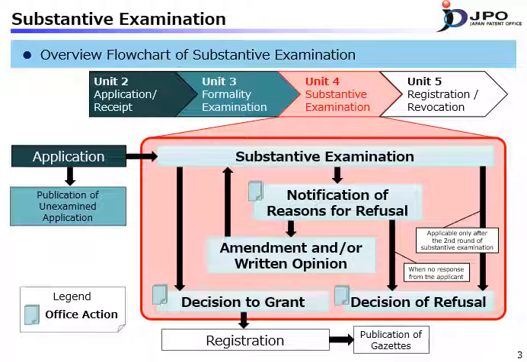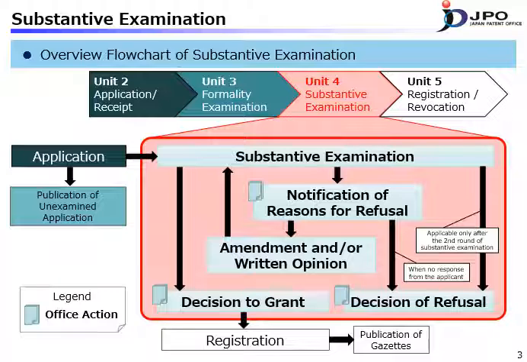Meanwhile, when a reason for refusal is found, a decision of refusal is not rendered right away and the reason for refusal is notified to applicants and an opportunity to amend the application, which is the subject of patent grant, or make arguments is given to applicants, which are procedures provided under laws.